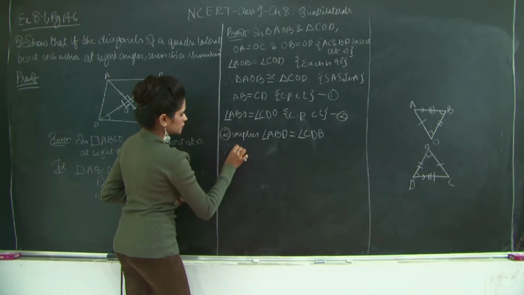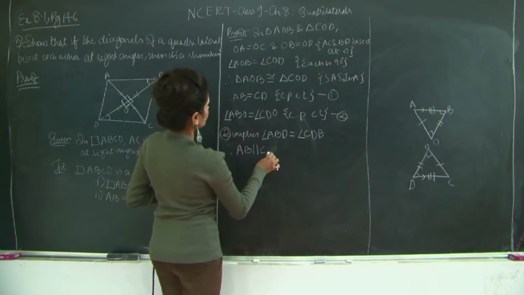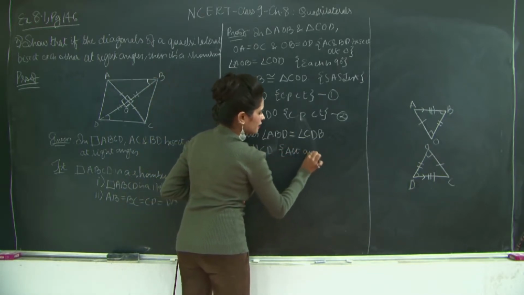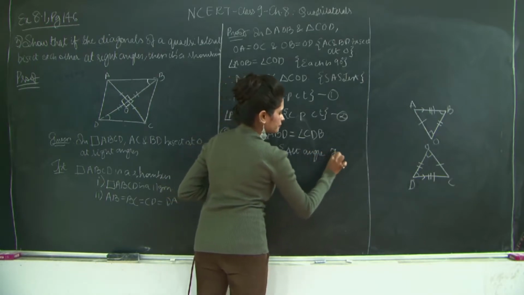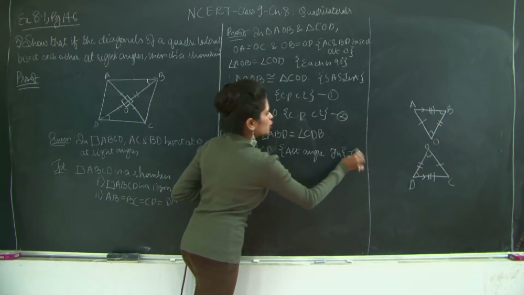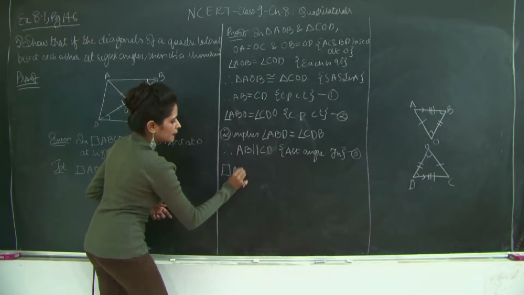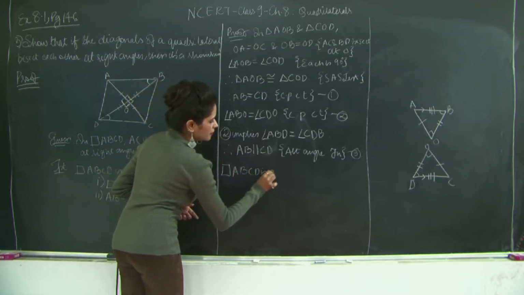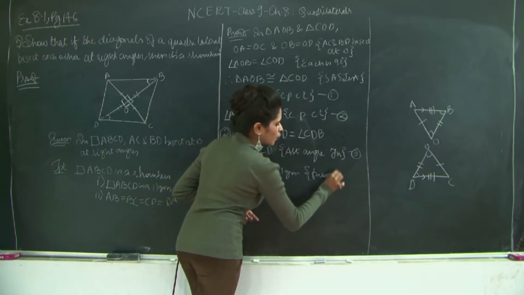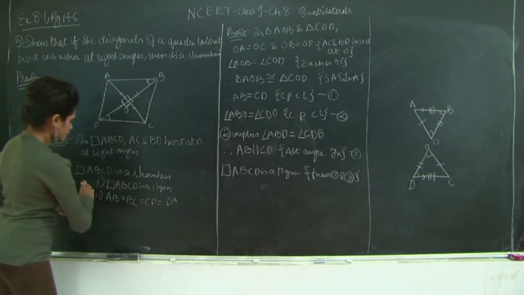Therefore, AB is parallel to CD. I'll say alternate angle theorem. Correct? And let's mark this as 3. So, what do we get from 1 and 3? That quadrilateral ABCD is a parallelogram. And I'll say from 1 and 3. So, my first section out here is proved.